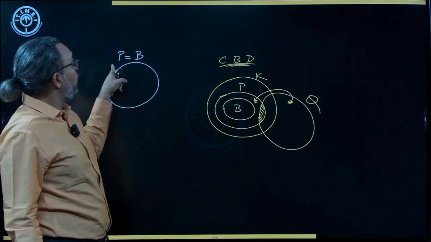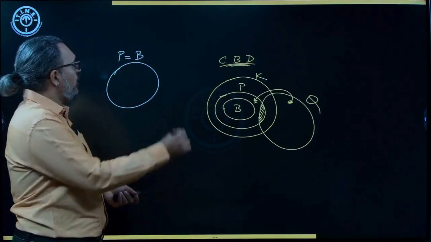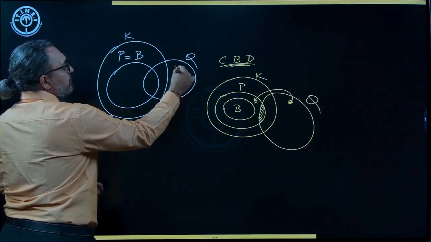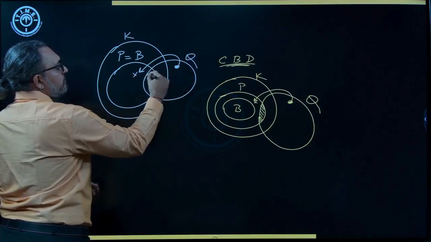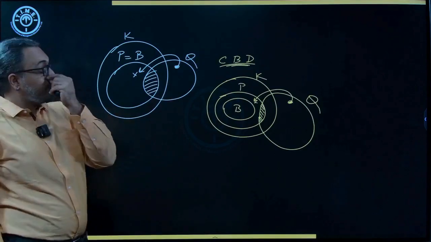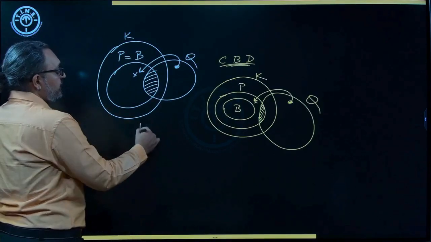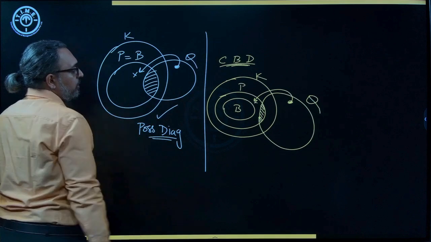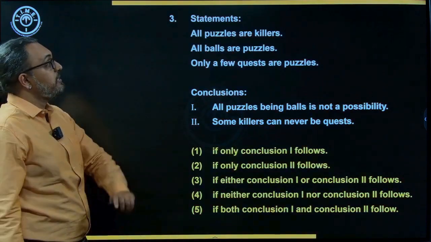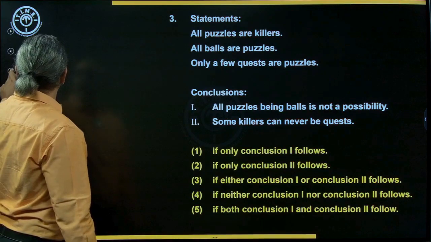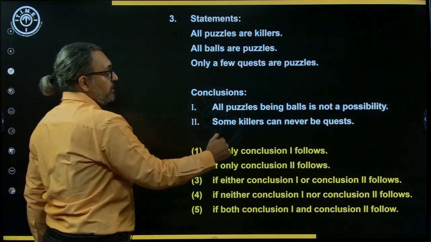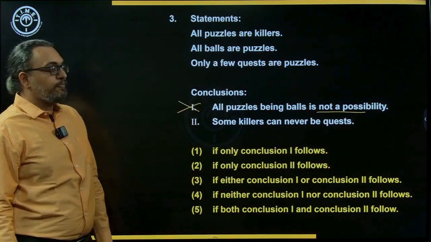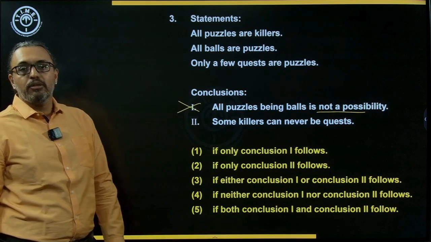And now my possibility, all puzzles are balls. The remaining I can draw. I have all puzzles are killers and only a few quests are puzzles. There are some quests that are not inside puzzles. Everything works. Correct? So this is definitely possible. It is a possibility diagram which is definitely possible for me. But he says it is not a possibility. So I proved it is wrong. I proved it is possible, but since he says it is not a possibility, conclusion 1 does not follow. Correct? Now let's look at the second one.